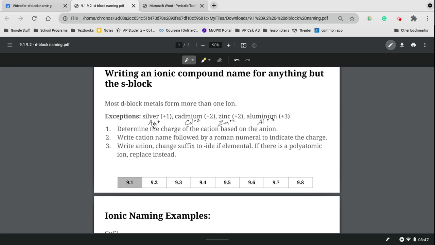So, writing ionic compound names that aren't in the S block are a little bit different because most D block metals will form more than one ion. That is, except for silver, cadmium, zinc, and aluminum, which will always have their respective charges. So, for the other cations in the D block, we have to figure that out based off of the anion. And then we're going to have to indicate what that charge is by a Roman numeral, and then the rest of the naming conventions apply.